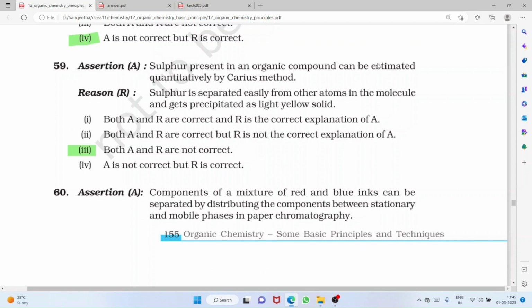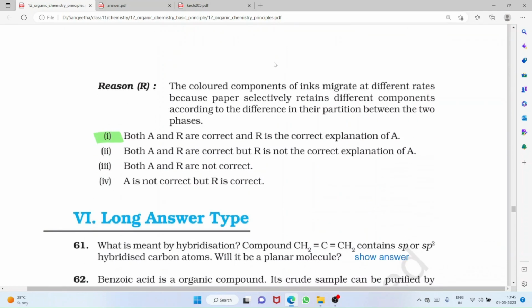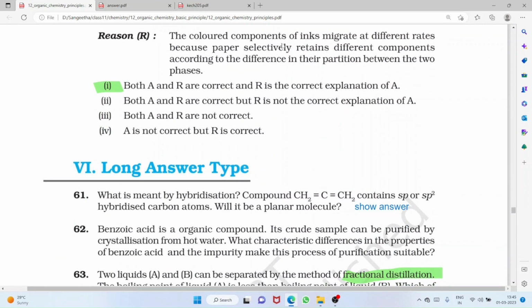Sulfur present in an organic compound can be estimated quantitatively by the Carius method. Sulfur is separated easily from other compounds. Both are not correct. Components of a mixture of red and blue ink can be separated by distributing the components between the stationary and mobile phases in paper chromatography. The colored compounds like inks migrate at different rates because of the paper. Both A and the reason are correct.